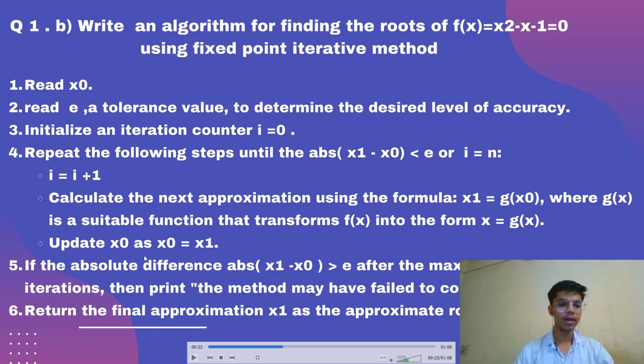Update x0 as x0 is equal to x1. This is the next step. Now if the absolute difference of x1 and x0 is greater than e after the maximum number of iterations, then we will print that the method may have failed to converge, and we will return the final approximation x1 as the approximate root of the equation.